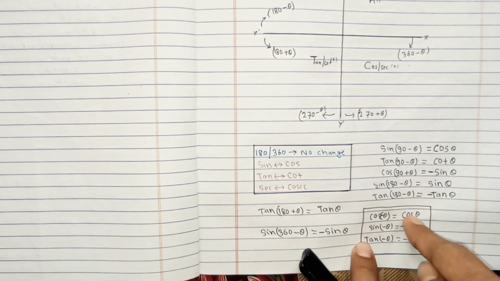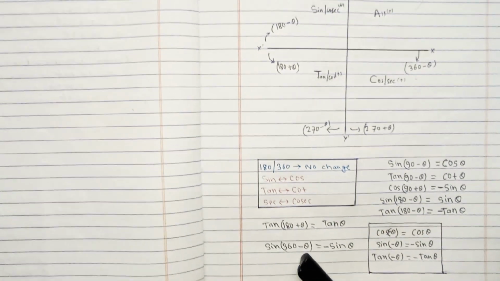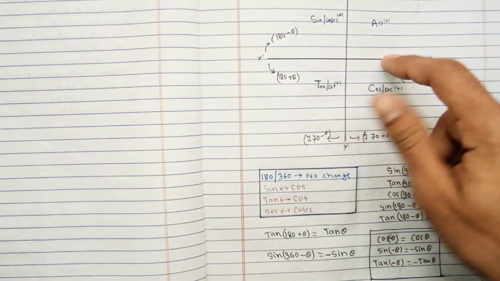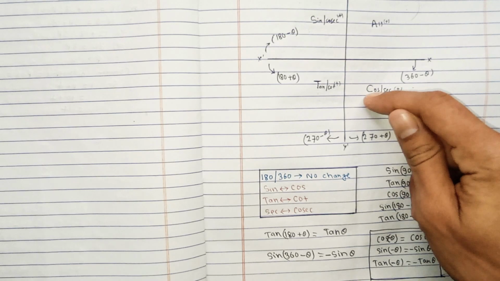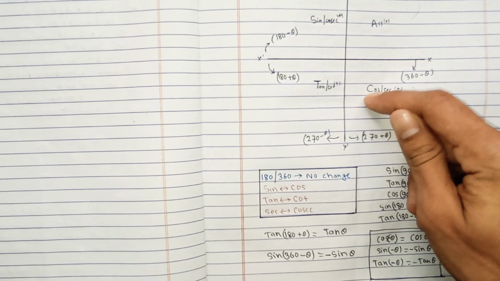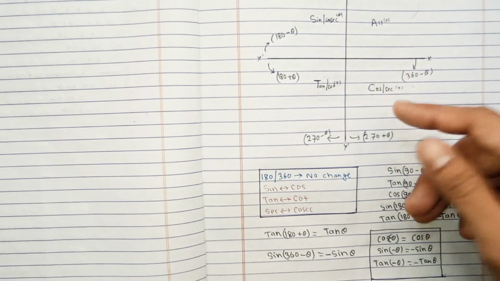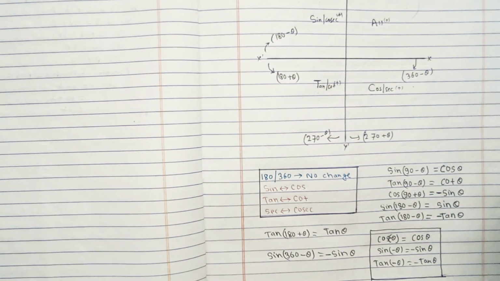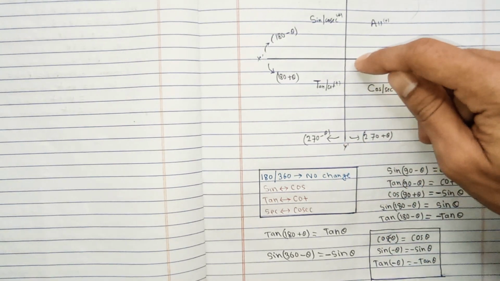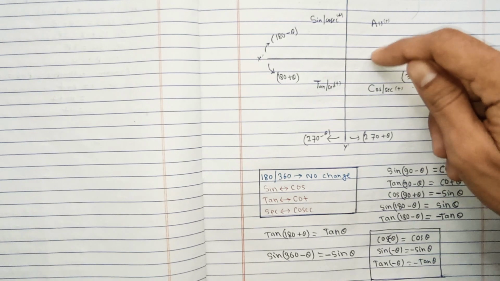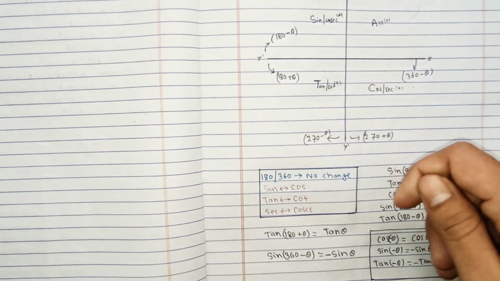Cos minus theta is cos theta. It means that we can see from the graph here, if this is the reference point, and if we move in the clockwise direction, then theta is always negative, and if we move in the anti-clockwise direction, then theta is always taken as positive. This is the rule of coordinate geometry. If we take the angle in the clockwise direction, then theta is always negative, and if we take it in the anti-clockwise direction, then theta is always positive.